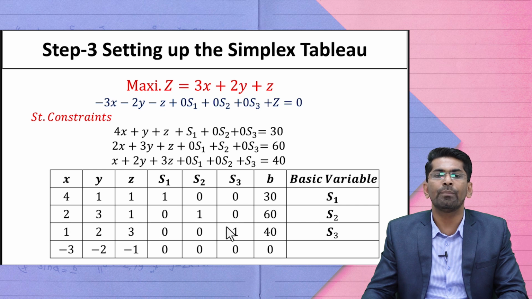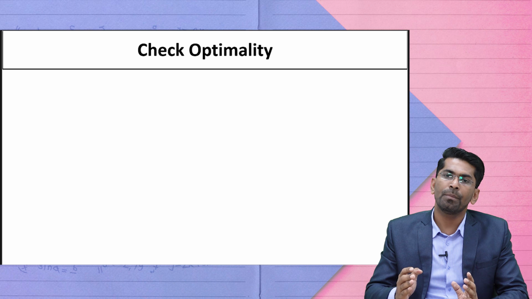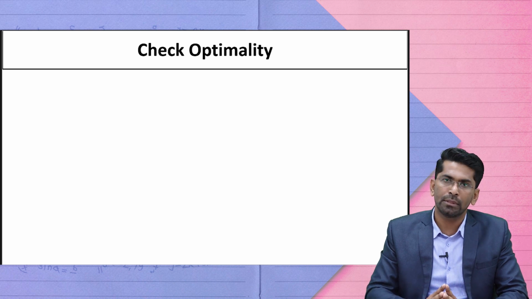Similarly, the third row represents the third constraint, and the last row represents the objective row or objective function, which is minus 3, minus 2, minus 1, 0, 0, 0, and here we are assuming Z, that is b, is equal to 0. So now after setting up the simplex tableau, it is ready for the check of optimality. So here we have set up the simplex tableau of the given linear programming problem.